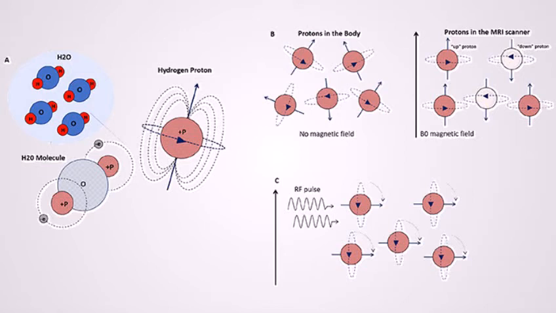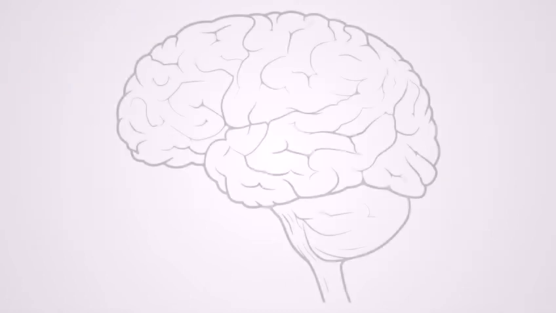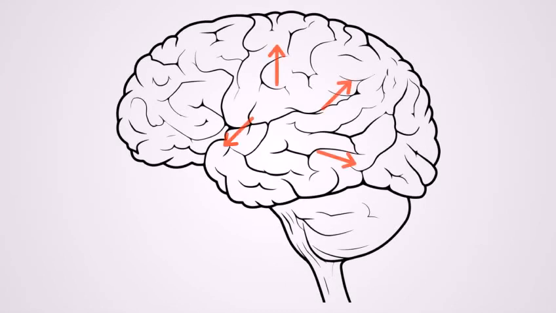The MRI scanner's receiver coil measures the summation of this emitted energy and how it is dispersed across different areas of the brain. This can inform the clinician about patterns of brain activity.